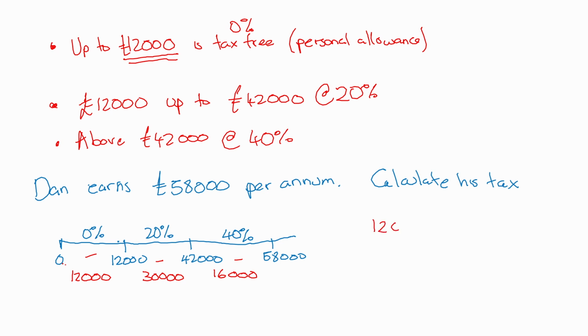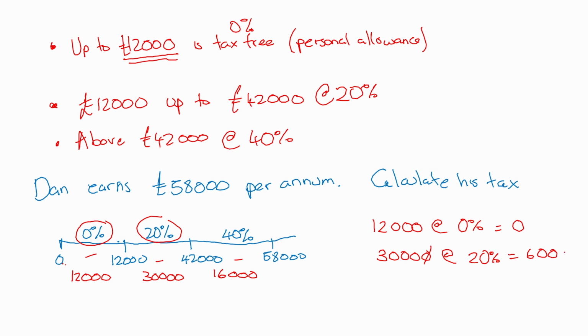12,000. Let's take that number first. That 12,000 is being taxed at 0%, which means I will pay no tax on that 12,000. The next 30,000 of my income is being taxed at 20%. 10% of that is 3,000. Double it for 20% is £6,000.